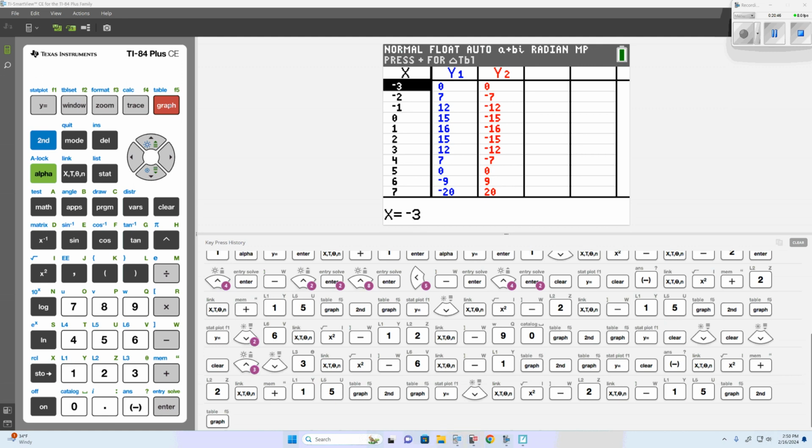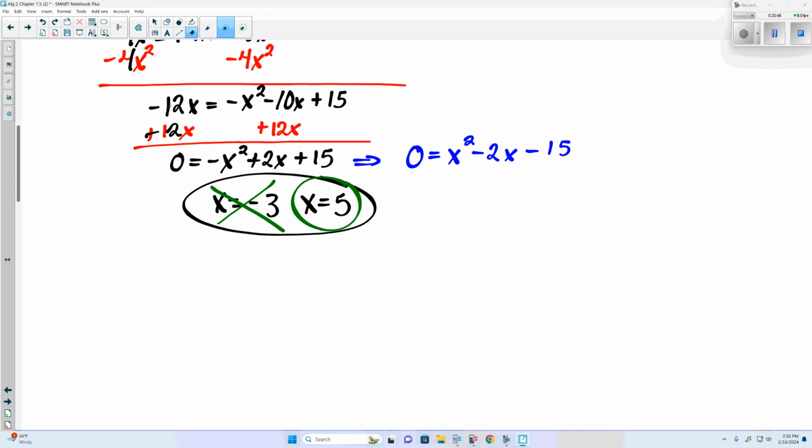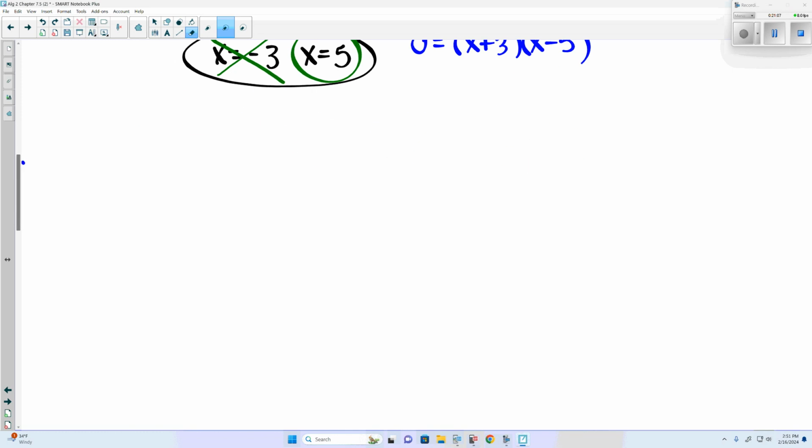So if you're trying to factor it, the first thing I would do is factor out the negative. Then we'd have 2 sets of parentheses with 3 spaces. Signs are going to be opposite. We're going to have x and x, 3 and 5, plus 3 minus 5.